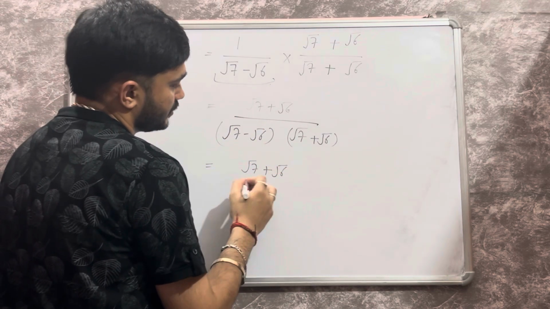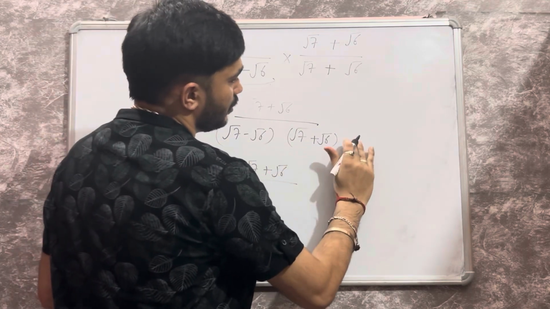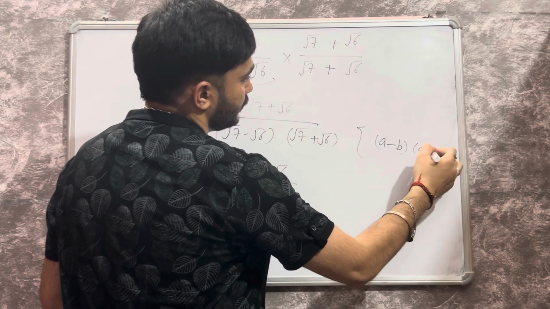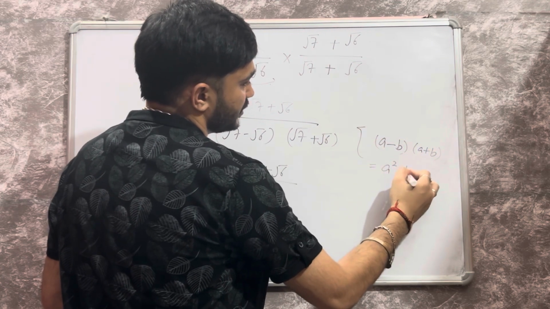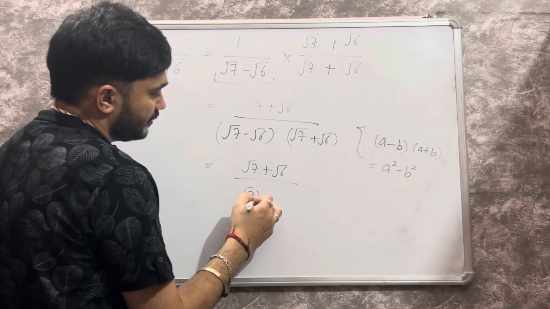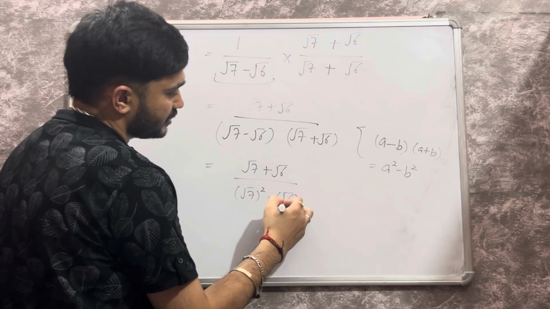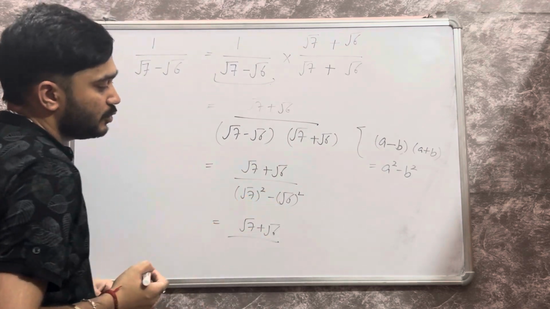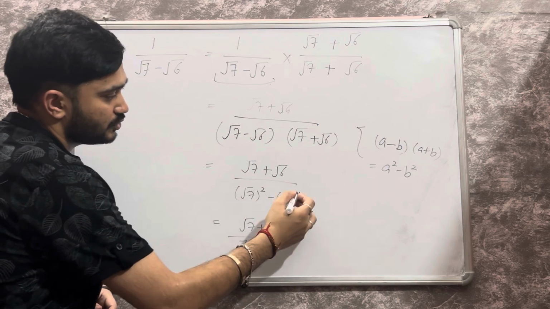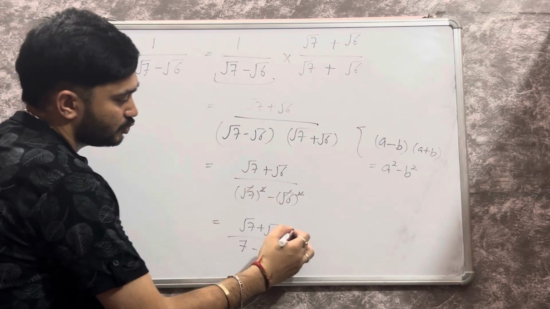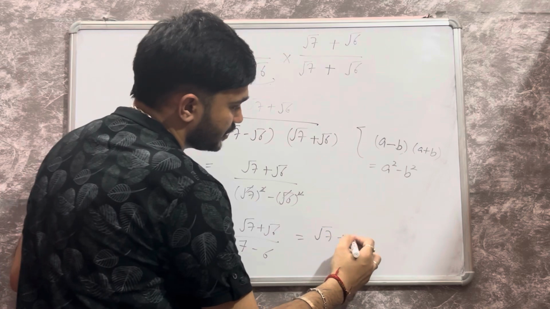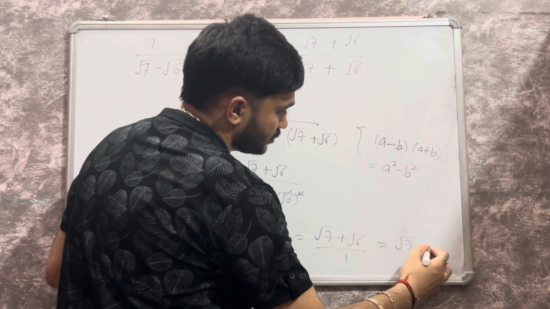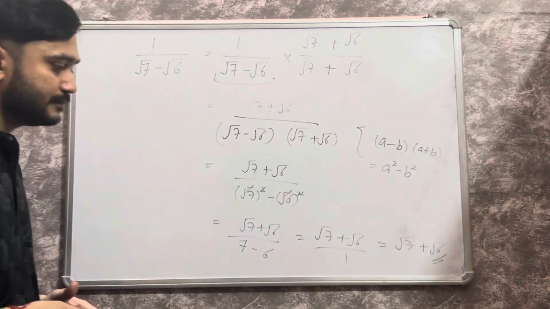You have under root 7 plus under root 6 divided by, here the property that we are going to use is a minus b into a plus b is equal to a square minus b square. That is under root 7 square minus under root 6 square. So you will get under root 7 plus under root 6 divided by under root 7 square is 7 minus under root 6 square is 6. So you will have the answer under root 7 plus under root 6 divided by 7 minus 6, which is 1. So you have got the answer under root 7 plus under root 6. Any doubt?